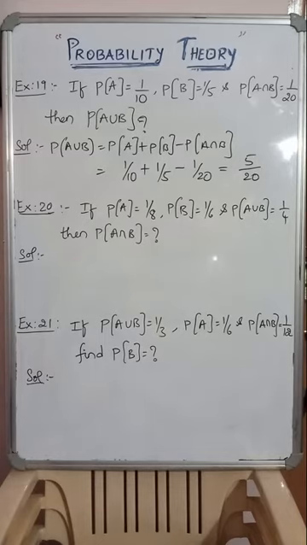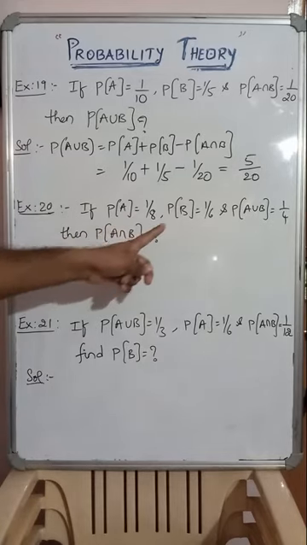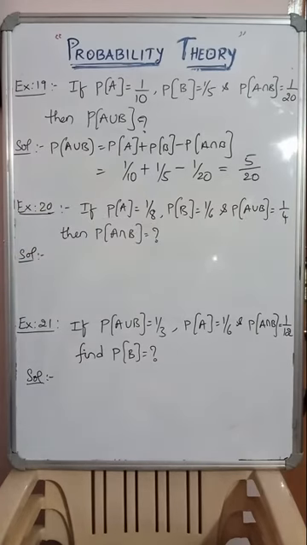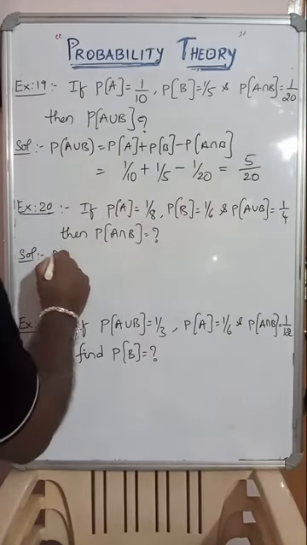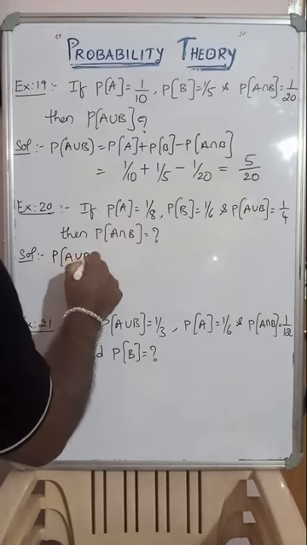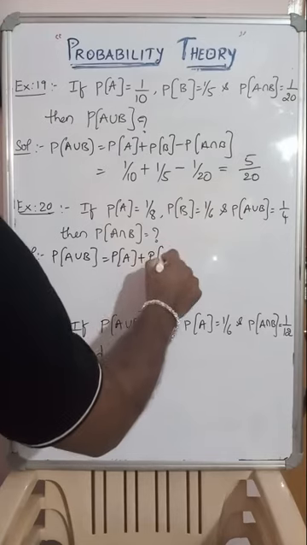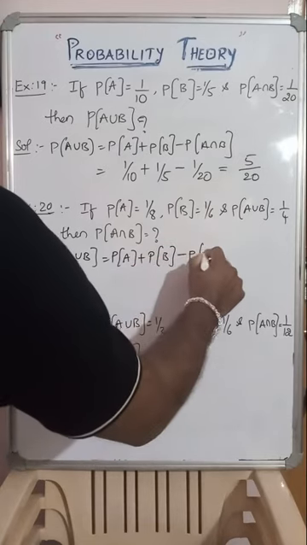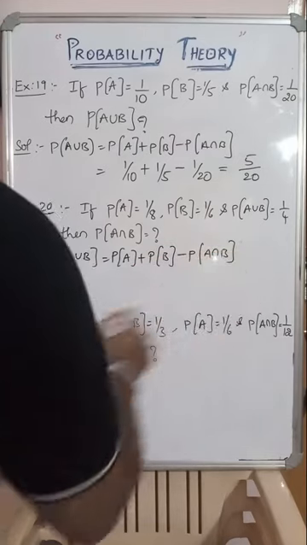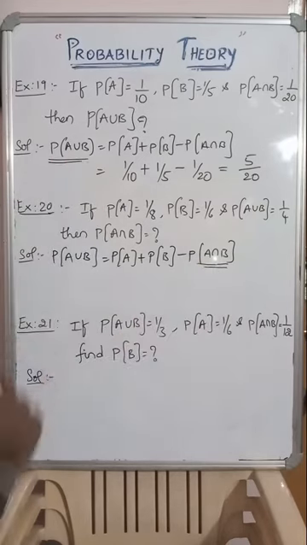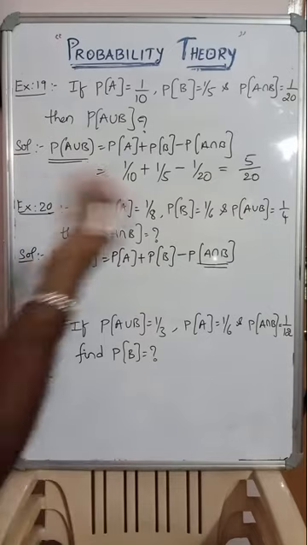And look at the next question. If P of A equals 1 by 8 and P of B is 1 by 6 and P of A union B is given as 1 by 4, find the intersection. The formula remains the same. P of A union B equals P of A plus P of B minus P of A intersection B. Here this has to be calculated, but here that has to be calculated. That's it. That is the only change. Interchange that.